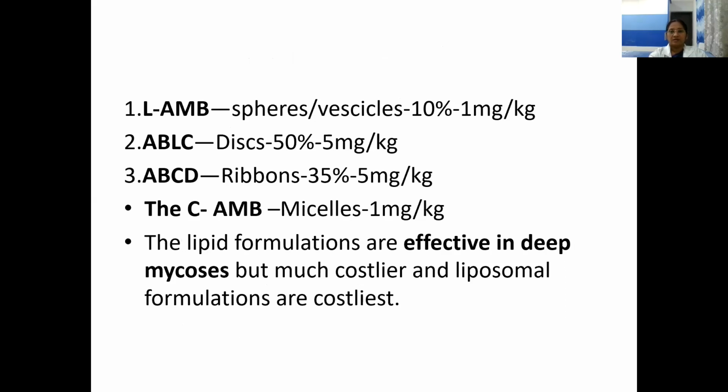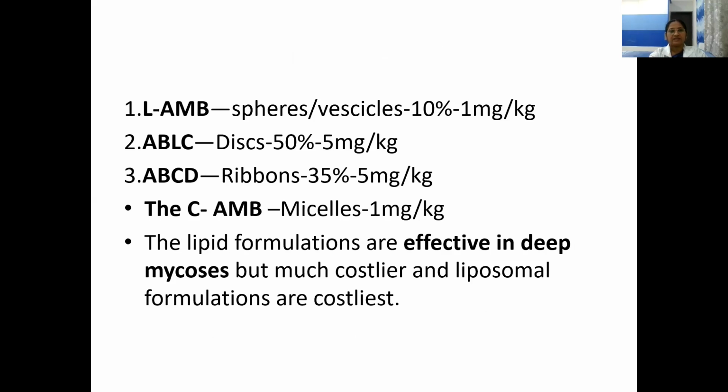Coming to these lipid formulations, L-amphotericin B, that is liposomal amphotericin B. This liposomal amphotericin B occurs as pairs or vesicles. And the drug present in liposomal amphotericin B is only 10%. And the dose is 1 milligram per kg body weight.